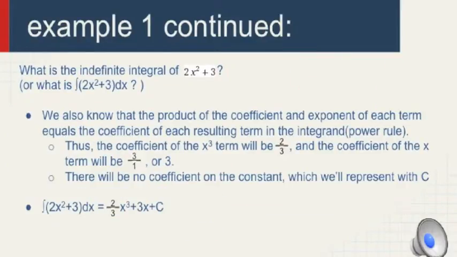Alright, also working with the power rule, we know that the product of the coefficient and exponent of each term in the integral will equal the coefficient of the corresponding, or the resulting, term in the integrand. Thus, the coefficient of the x cubed term will be 2/3, and the coefficient of the x term will be 3. There won't be any coefficient on the constant, which we'll represent with c. So, in the end, the integral of 2x squared plus 3 is 2/3 x cubed plus 3x plus c.